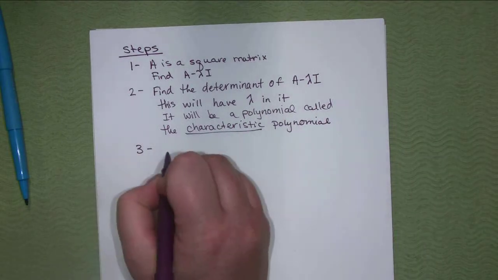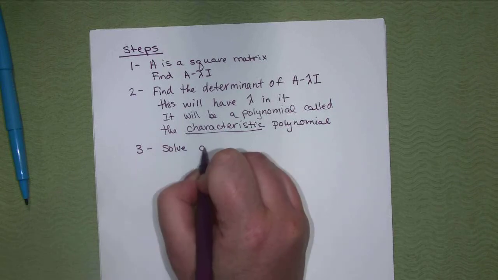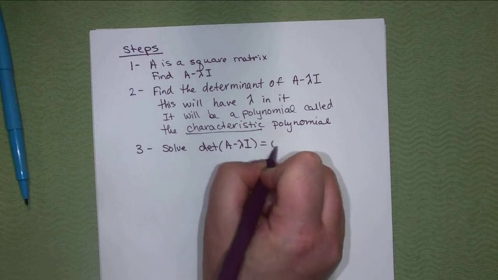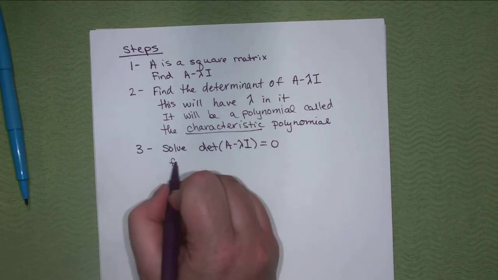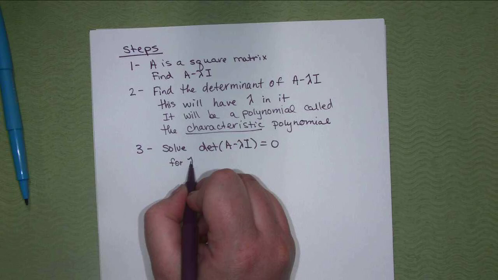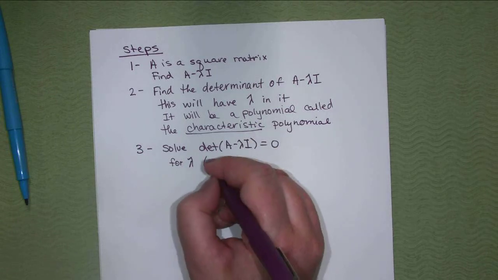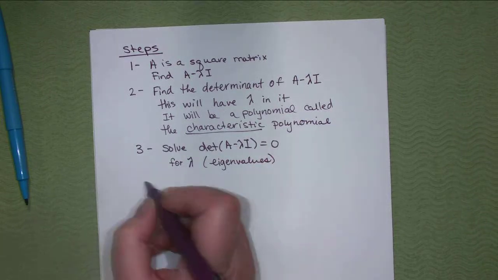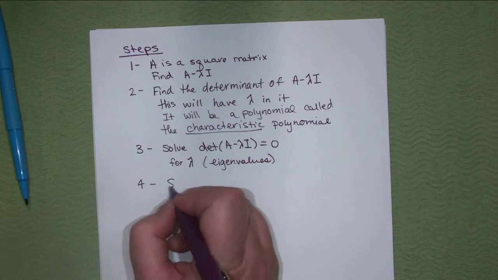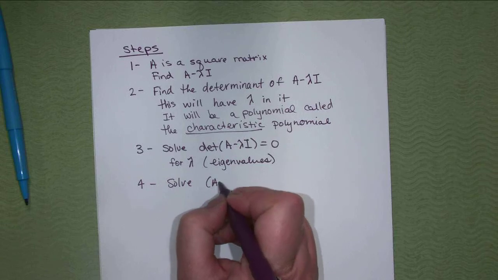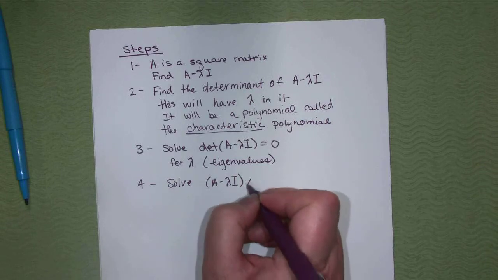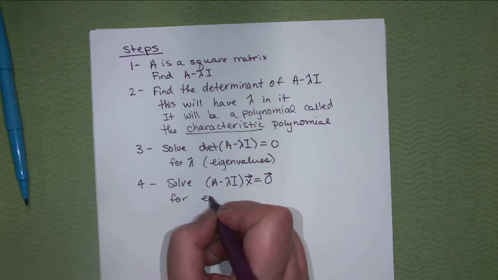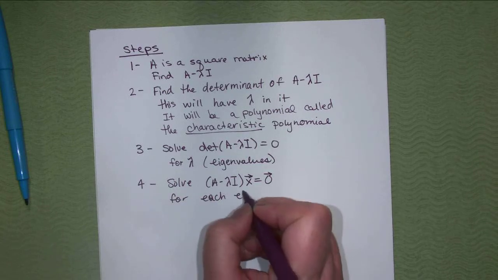3, solve the determinant of A minus lambda I equals 0 for lambda. And these will be your eigenvalues. 4, solve A minus lambda I x equals 0 for each eigenvalue.